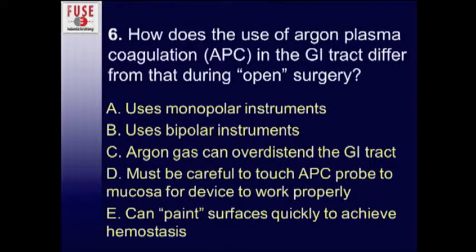Question number 6. How does the use of argon plasma coagulation in the GI tract differ from that during open surgery? A, it uses monopolar instruments. B, it uses bipolar instruments. C, argon gas can overdistend the GI tract. D, they must be careful to touch the probe to the mucosa for the device to work properly. E, can paint surfaces quickly to achieve hemostasis. How does it differ when it's used endoscopically compared to open surgery?